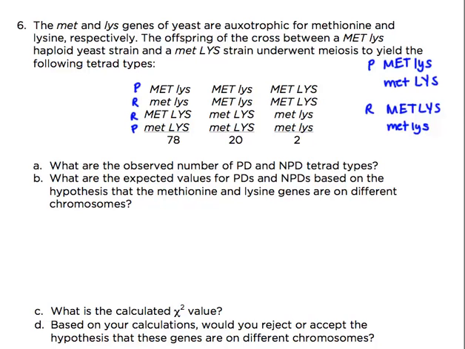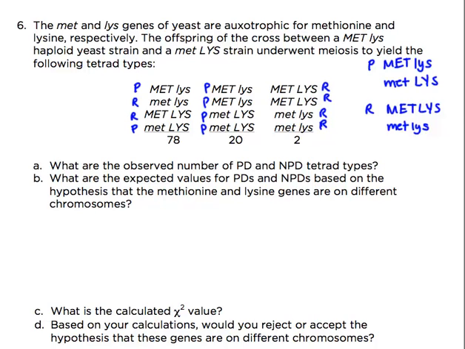For the next tetrad type, all of them are either dominant for one and recessive for the other, and they just flip, so they're all parental. And finally, the last ascus is dominant for both, which are both recombinant, or recessive for both, which is also recombinant.